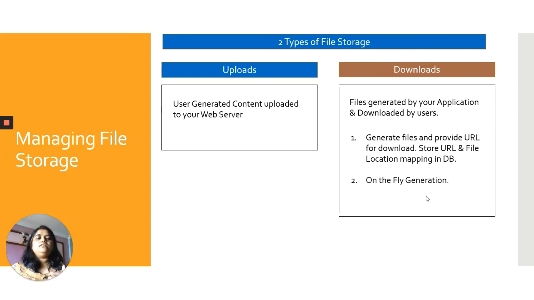And in this case, you store the URL and the file location mapping in the database. The other option is that instead of storing the generated file and the location mappings, you can generate the content on the fly and allow the user to download that file. So these are the two types of file storage.